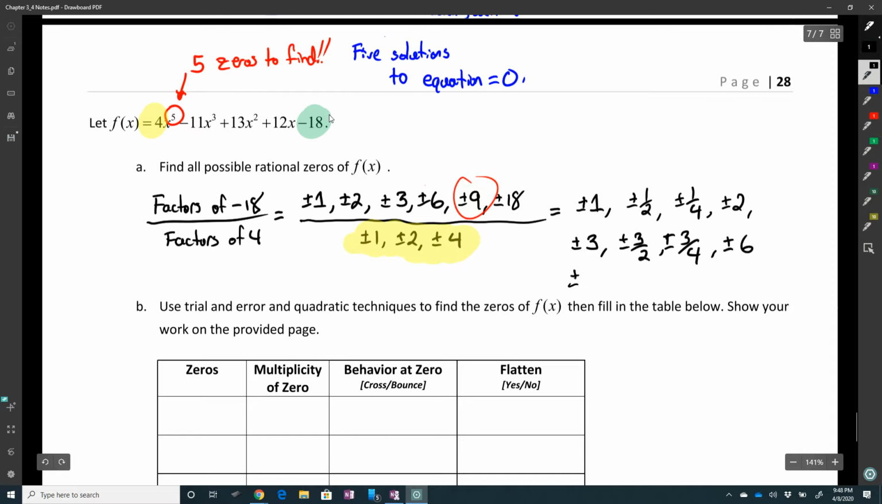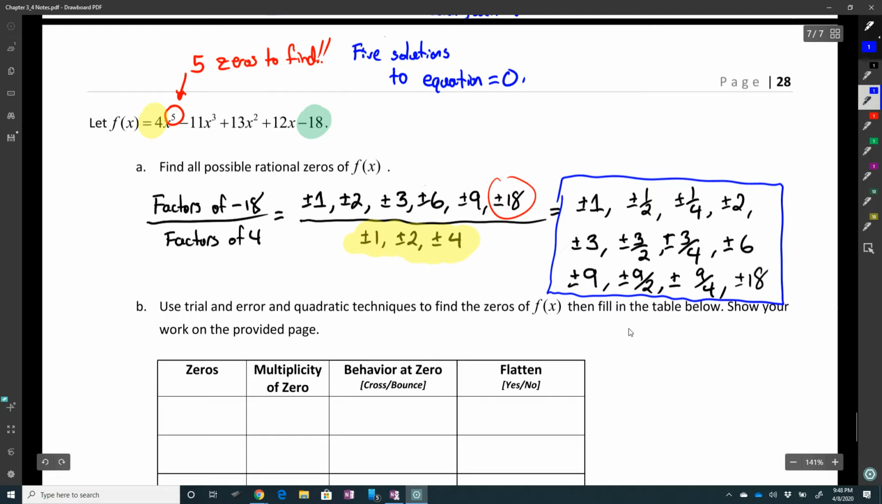9 over 1 is 9. 9 over 2, 9 over 4. Done with the 9. Move on to the 18. 18 over 1 is 18. 18 over 2 is 9. I already have it. 18 over 4 is 9 halves. I already have it. So here are all my possible solutions. So 1, 2, 3, 4, 5, 6, 7, 8, 9, 10, 11, 12, but plus or minus for both. So there's 24 possible fraction solutions.